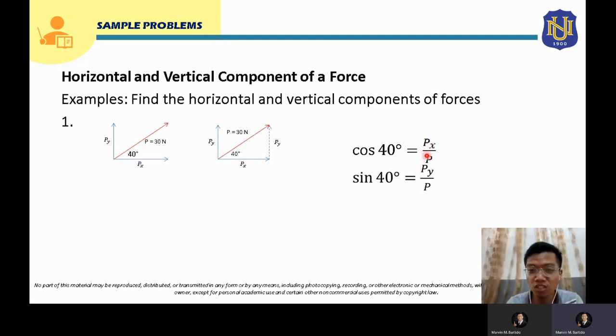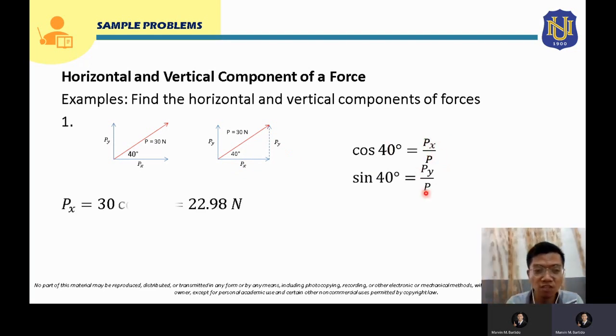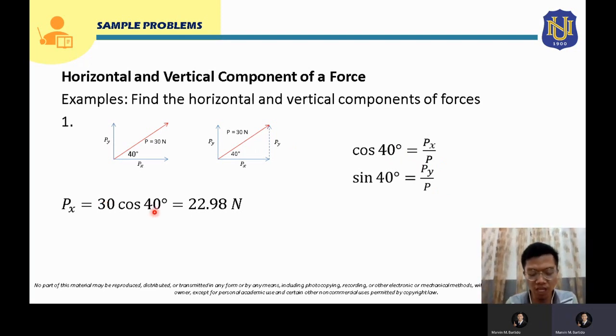For Px, we just cross multiply. This will just be P times cosine 40 degrees, where P is 30 Newton. So that will just be 30 cosine 40 degrees. Inputting that in your calculator, that will give you 22.98 Newton. This will now be the horizontal component of your force P.